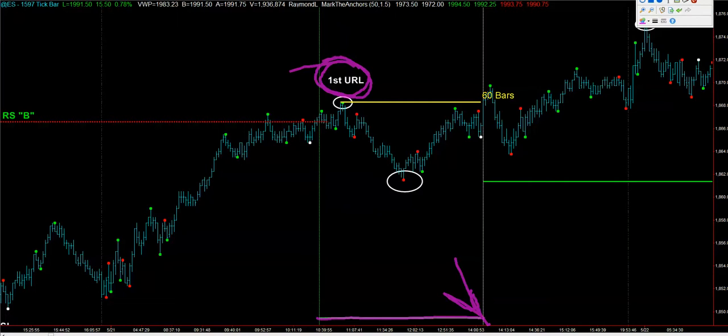Rule number 3 says that we can redraw our SS in one of two ways, formula A or B. Formula A is once the URL is broken by one close. So the URL is here, and our URL is broken. So now it gives us permission to redraw the SS. And to redraw the SS, we go to rule 3.1b. Mark the lowest low between the bar that makes the URL and the break of the URL.